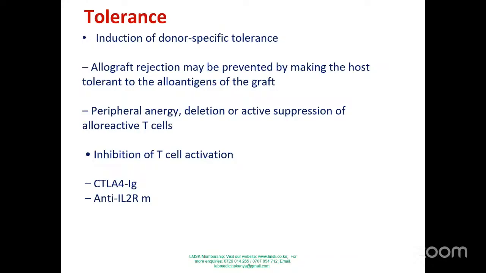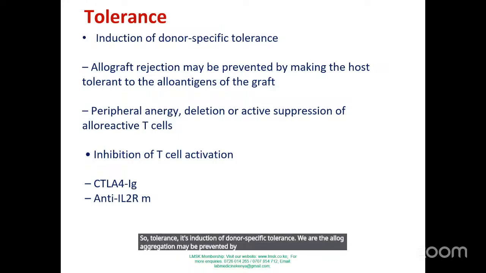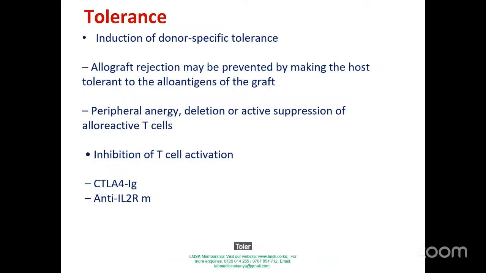So tolerance is the induction of donor-specific tolerance, where allograft rejection may be prevented by making the host tolerant to the alloantigens. You try as much as possible to make the recipient tolerant to the alloantigens of the graft. This involves making the activated T cells in the circulation of the recipient anergic. That is peripheral anergy. Peripheral anergy simply means they are unresponsive.